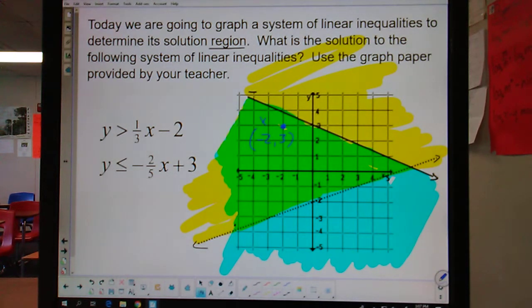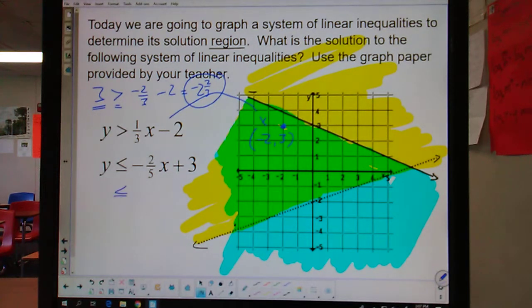If I put in -2 for x, I get 1/3 times -2 over 1 minus 2, and that's going to be the y value. Is 3 greater than all of that? Well, let's find out. I hope it's obvious to you that 1/3 times -2 is simply -2/3, and -2/3 minus 2 is going to be a total of -2 2/3. Yes, 3 is greater than -2 2/3. So it's true.